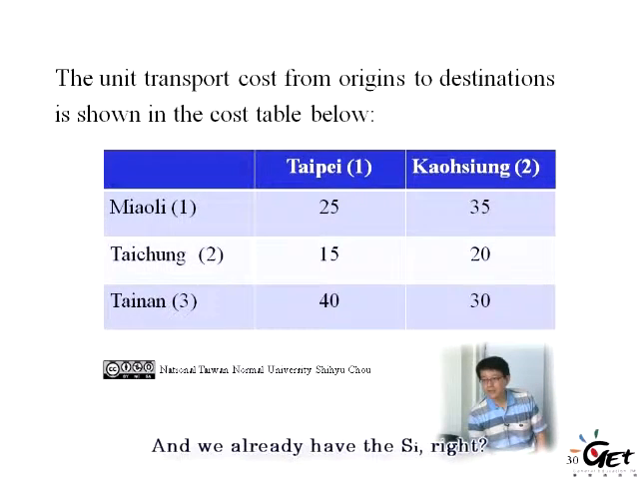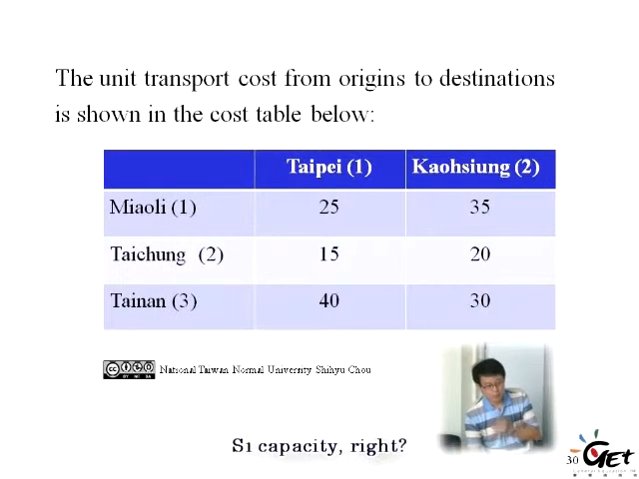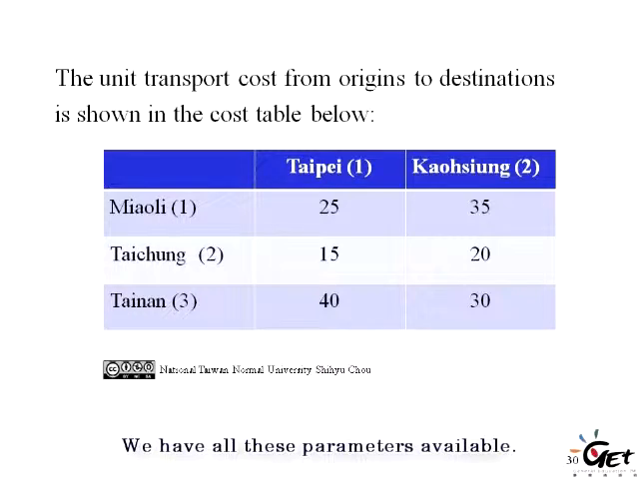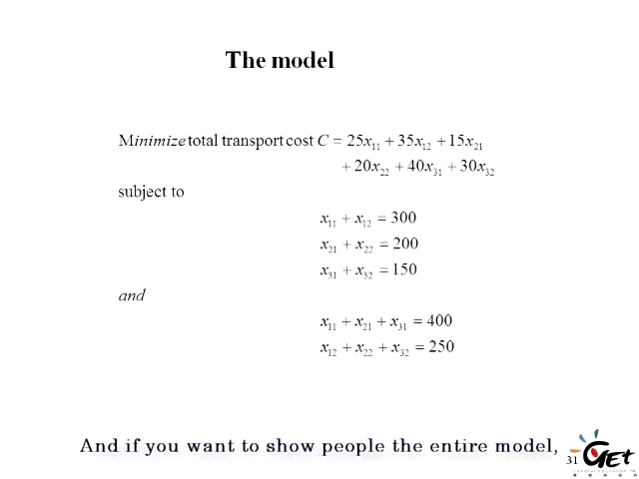And we already have the Si, right? These 3 are Si, S1, S2, and S3, the capacities. And also we have D1 and D2, Dj, the demand at the destinations. We have all these parameters available. Then we just use some kind of software. And if you want to show people the entire model, then you can use this slide.